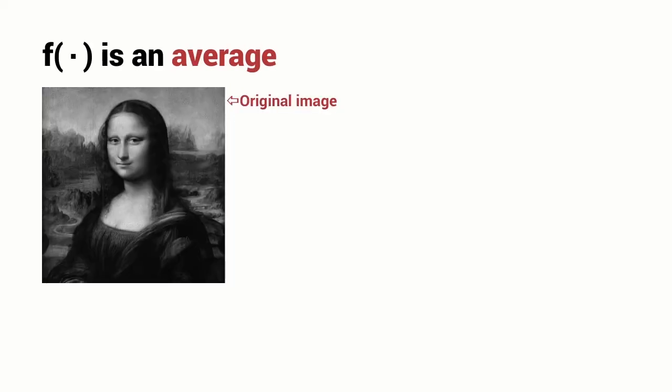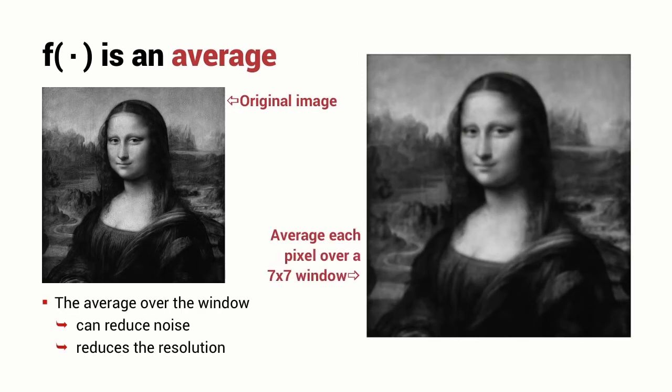So let's consider an example function that we might use, and a common one would be to consider the average. What we're going to do is, for that square input window, take all of the pixel values, compute the average, and place the average into the corresponding pixel in the output image. Here's the original image, the Mona Lisa image that we've seen before, and the output is the average pixel value over a 7 by 7 window. What the average can do is reduce noise, but we also see that it reduces the resolution. It's made this image look somewhat blurry.